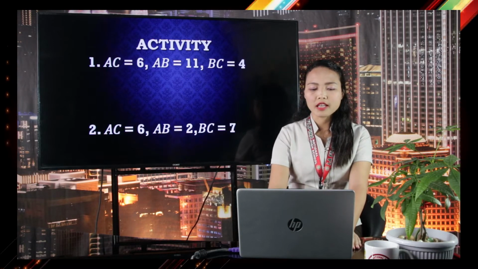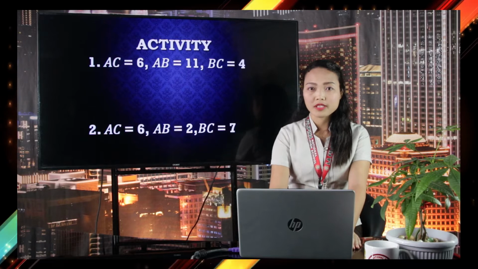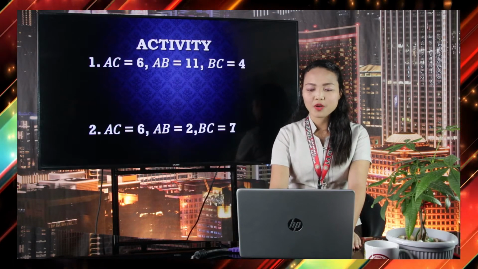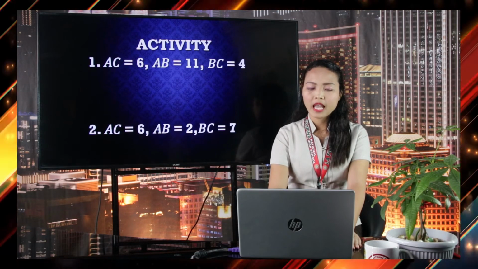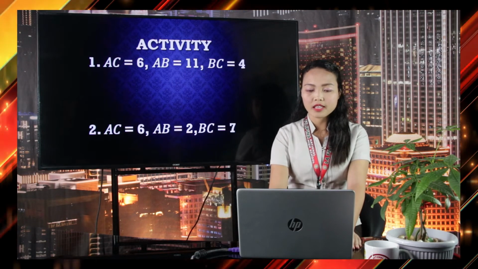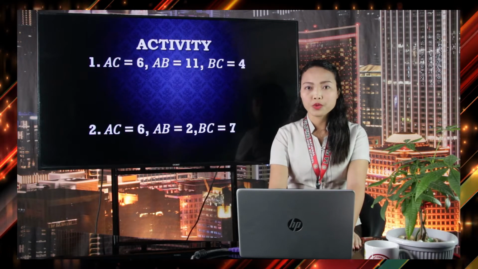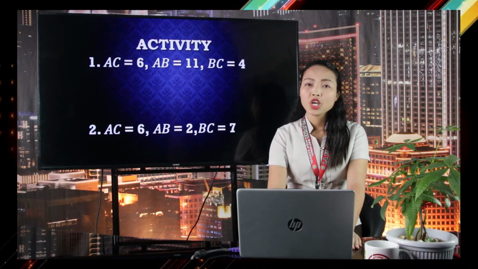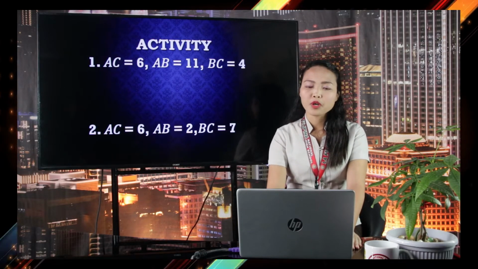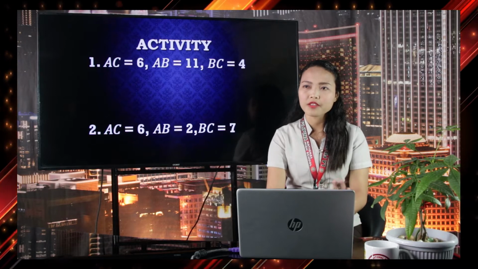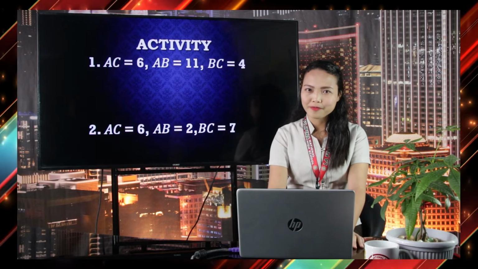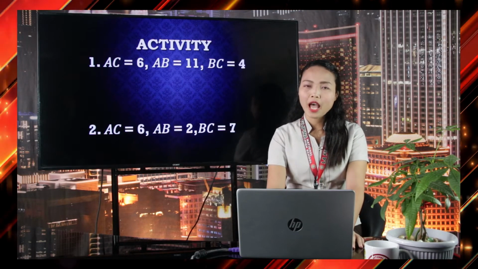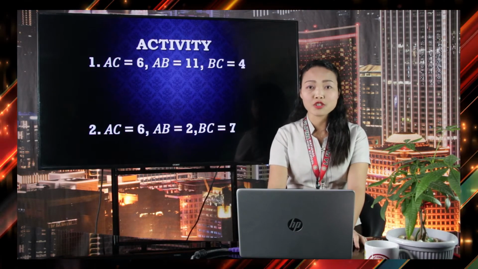For the second set, we have AC equals 6, AB equals 2, and BC equals 7. On your paper, draw a triangle using the following measures given. Okay, what have you noticed? I will give you 5 seconds to do it.